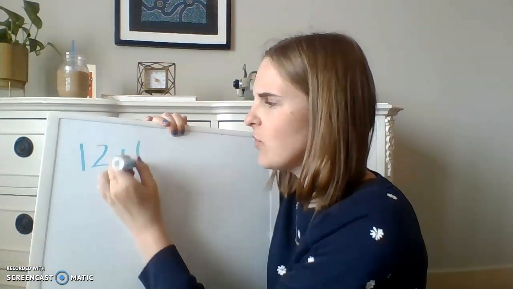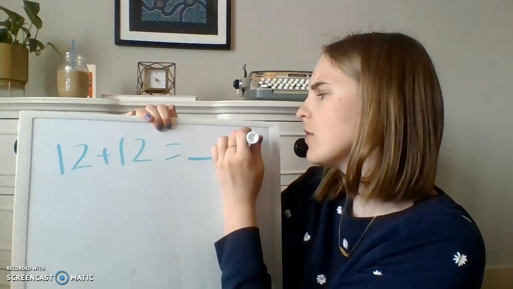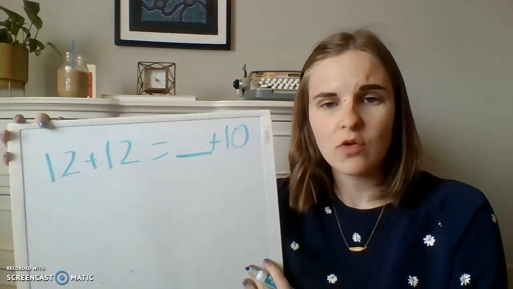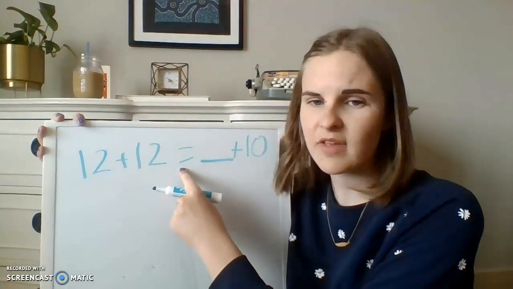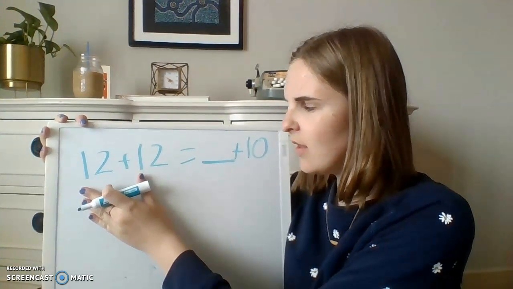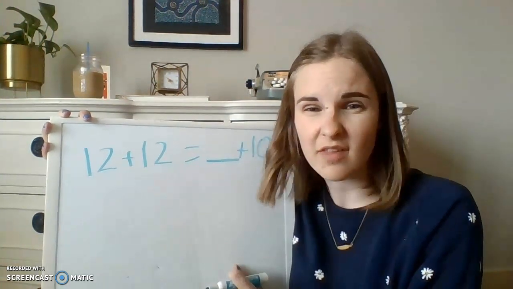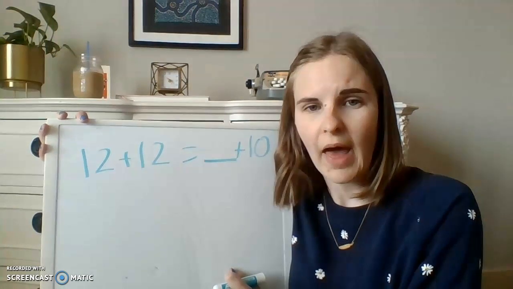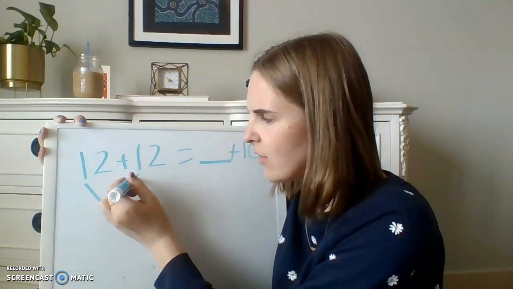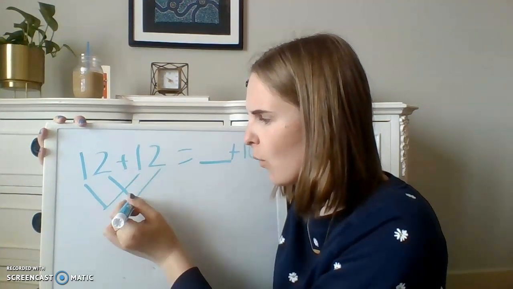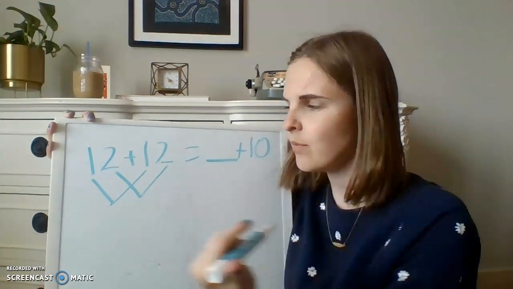So it says 12 plus 12 equals something plus 10. So we want these two sides to be the same. We want them to be the same because there is an equal sign in the middle. So this side is the same as this side. First thing we need to do is decide what this side equals. Well, let's do that by a tree diagram. So let's put together our 10s and let's put together our 1s. So what's 1 10 plus 1 more 10?